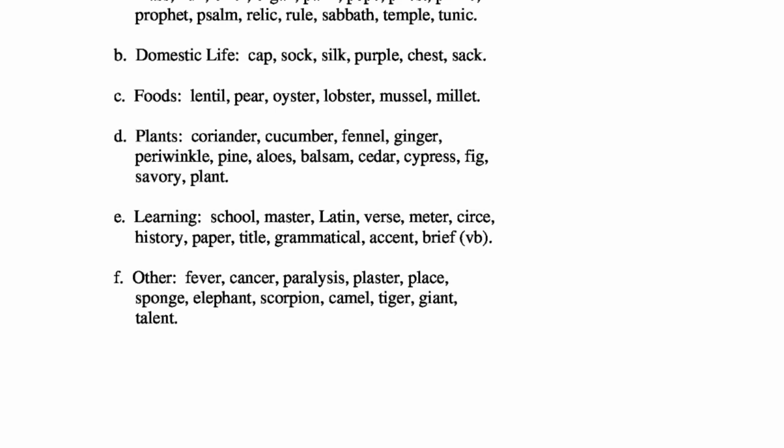From plants: coriander, cucumber, fennel, ginger, pine, balsam, cedar, savory, etc. Now, some vocabularies borrowed from Latin to learning are school, master, Latin, verse, paper, title, history, accent, etc. Others are such as fever, cancer, paralysis, plaster, place, sponge, elephant, scorpion, camel, tiger, giant, talent, all come from the Latin language.